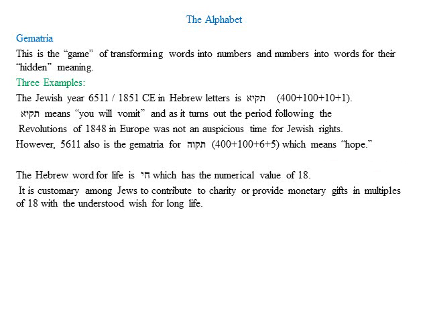A second example is in the word chai, the Hebrew word for life. And the numerical value of the word for life is 18. It is customary among Jews then to contribute to charity or to provide monetary gifts in multiples of 18, with the implied wish of expressing long life to the recipient.